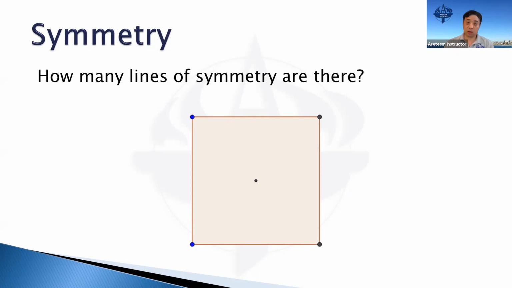Let's see. Let me try to draw it. One is horizontal. I have a center here, so let me move the line to the center. That's a horizontal line. And then there is a vertical line. That's a line of symmetry as well. It's not quite accurate, but as long as it's good enough. So that's the second one.